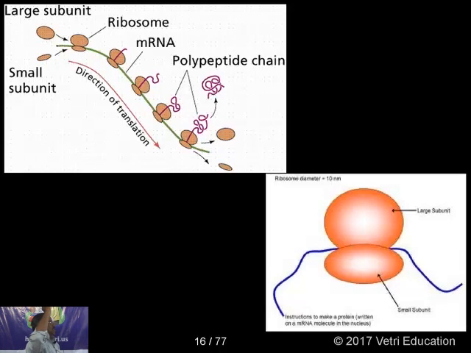So here you will see a number of ribosomes attached to the mRNA, producing this polypeptide chain, and then this is a single ribosome. Here you can have a smaller unit and a bigger unit, and in between you can find mRNA.